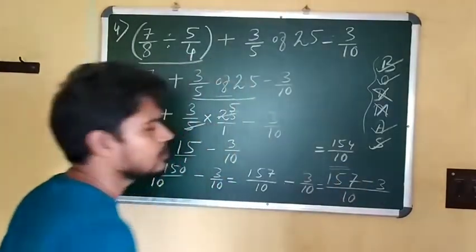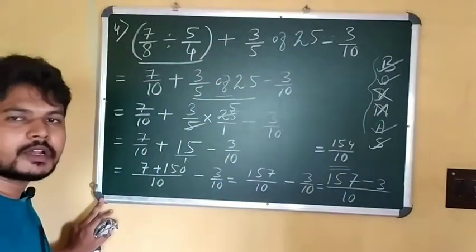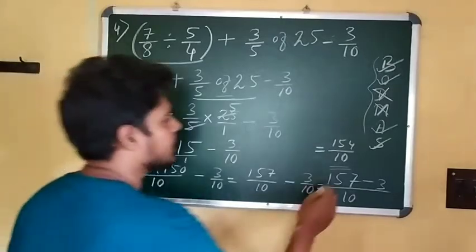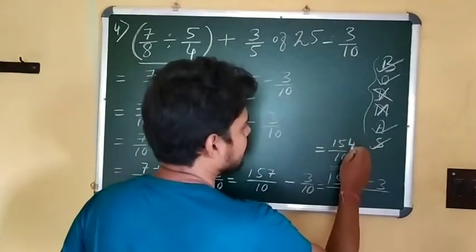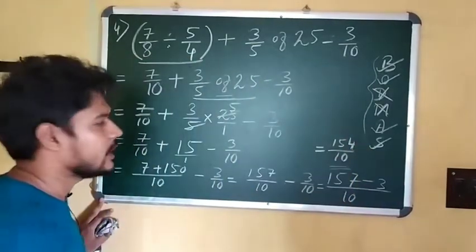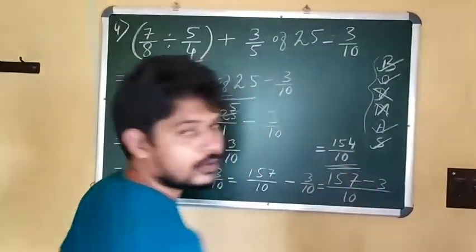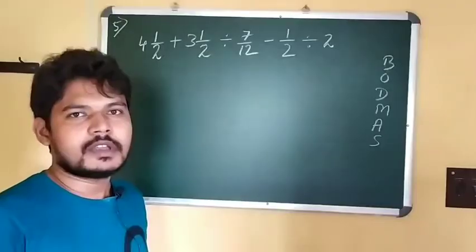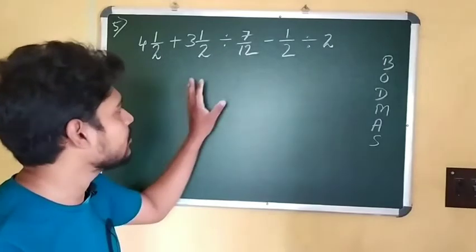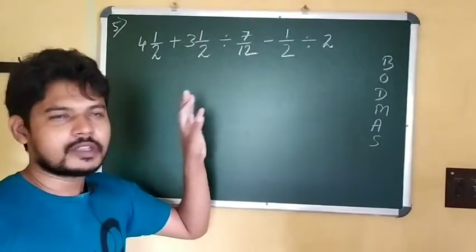So if you want to convert this into the mixed number, you can convert this also, but you can write down this also in this form, in the improper form. So that is our answer, 154 by 10. Now students, that is one of the most famous example on this topic.